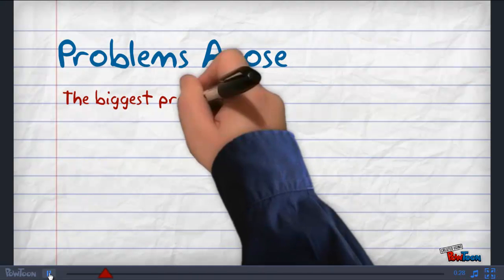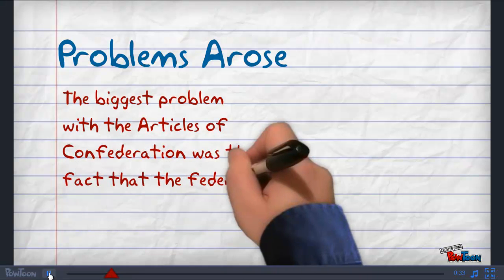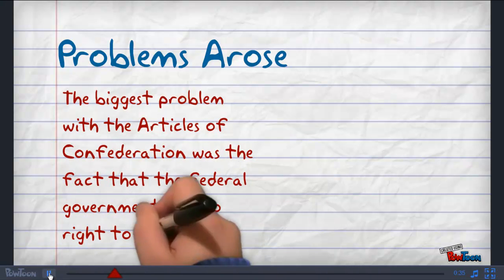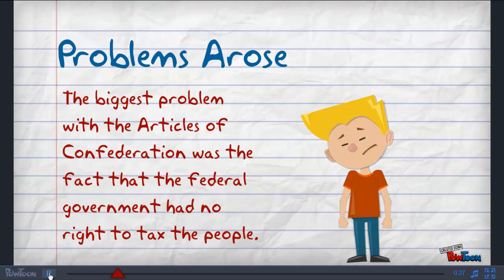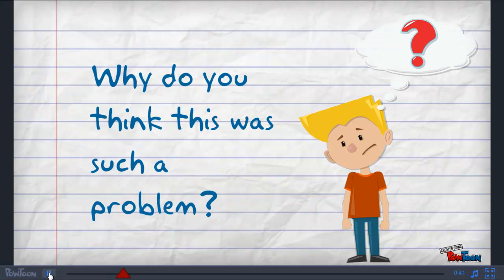Problems arose. The biggest problem with the Articles of Confederation was the fact that the federal government had no right to tax the people. Why do you think this was such a problem?